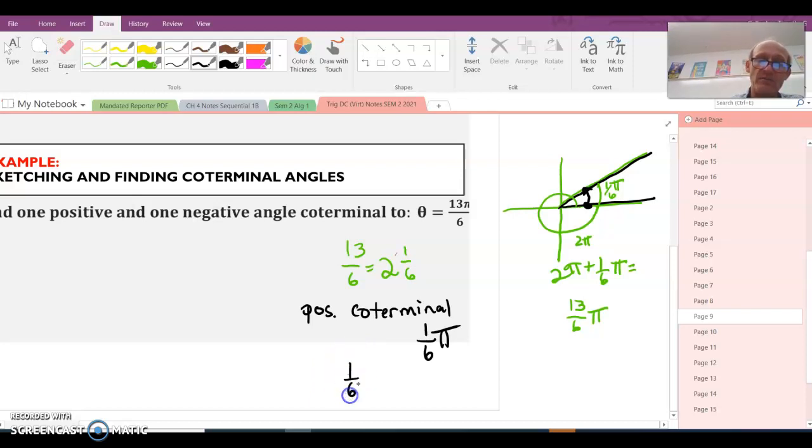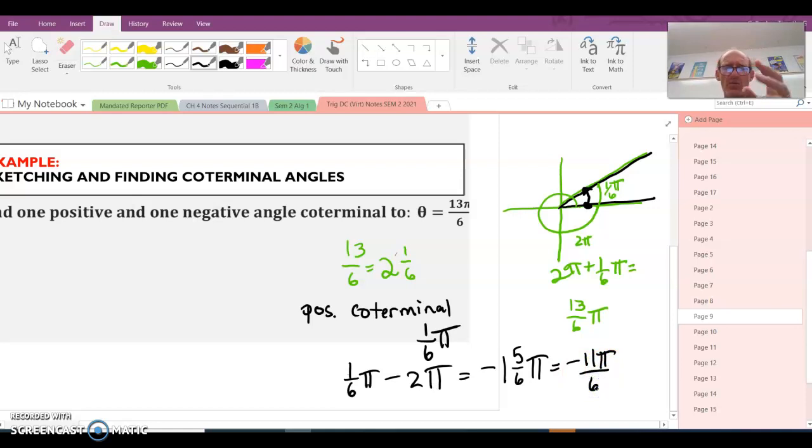Now, what we're going to do is take 1/6 pi and subtract 2 pi. If we subtract 2 pi, we get negative 1 5/6 pi, which is negative 11 pi over 6. That one's a little bit more intuitive too. Negative 11 pi over 6 is right here. That's negative 11 pi over 6, and that's a coterminal angle.